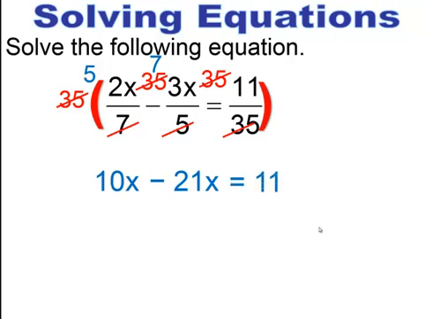And now you combine like terms here. When you combine, you end up with a negative 11x equals 11. You divide through by a negative 11, you end up with a negative 1 as your solution.